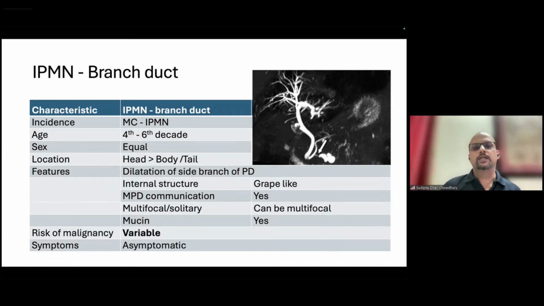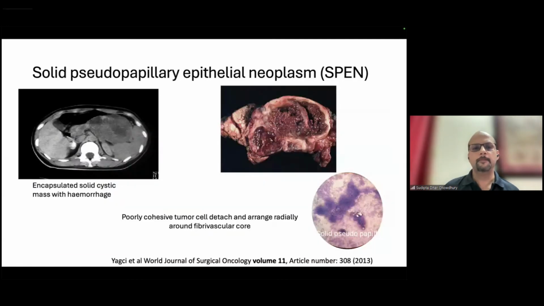Now, this other variant, which has both main and branch duct features, has a risk of malignancy similar to that of a main duct IPMN and should be treated as a main duct IPMN.